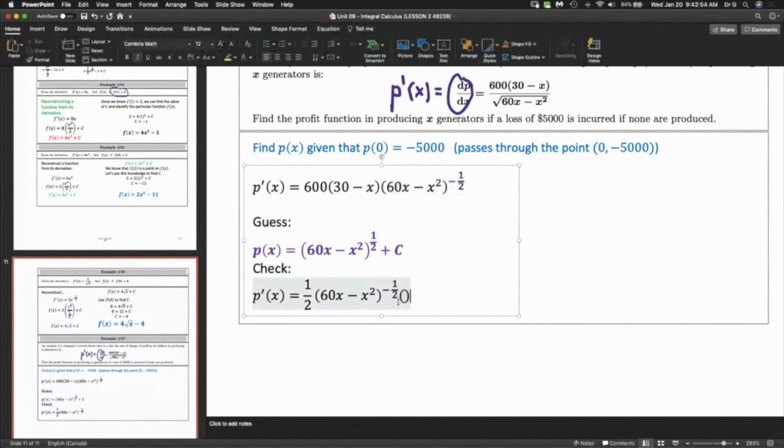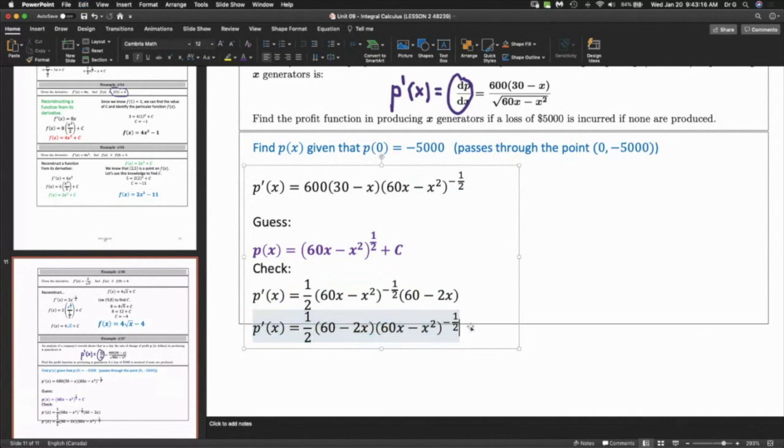And then you take the derivative of what's inside. So you take the derivative of this stuff, and you get 60 minus 2x. At this point, it's a little bit important to clean it up a little bit. So I'll just do that. I'll bring this guy here to the middle, like that. And then I'm gonna do this.